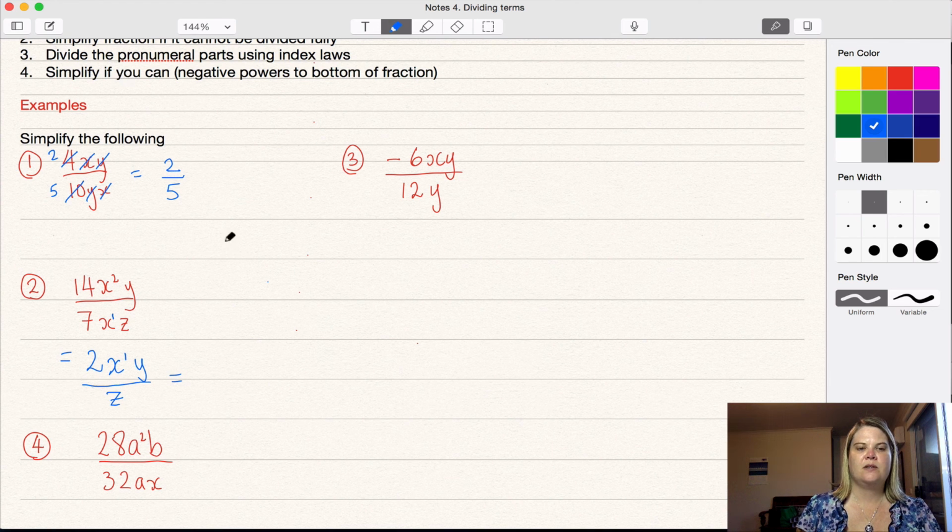Step 4 is to simplify even further, and we can just get rid of this 1. So it would be 2xy over z.